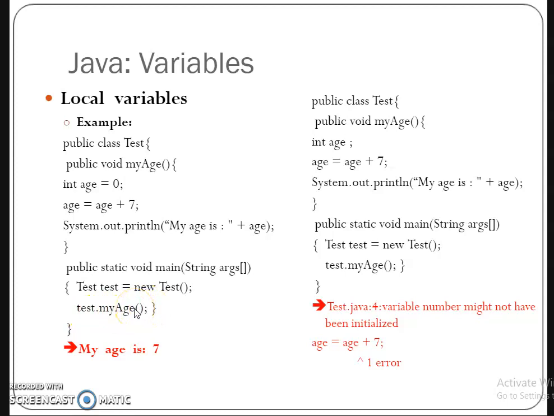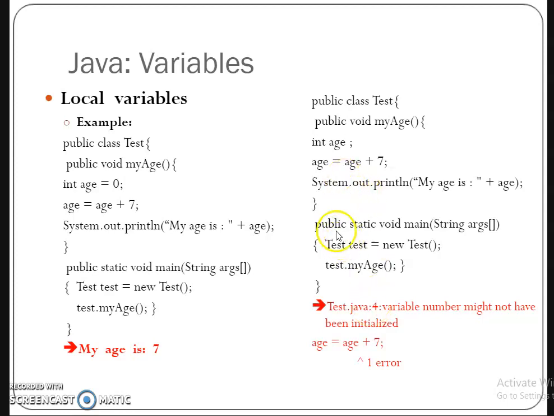After this statement is executed, the control transfers to this method name. Here, myAge is the method. Within that method, a variable age is declared as a local variable, and then the value of age is added with 7. With System.out.println, the age plus 7 is printed here. But in this example, you can see the key point about the local variable: you have to initialize the value for that local variable. So that is one of the key factors.